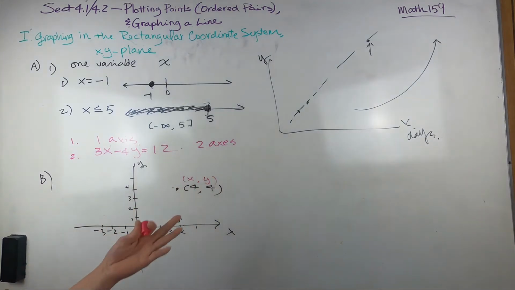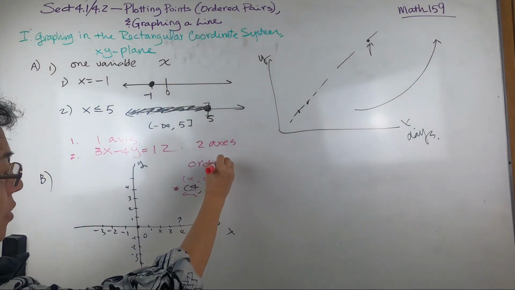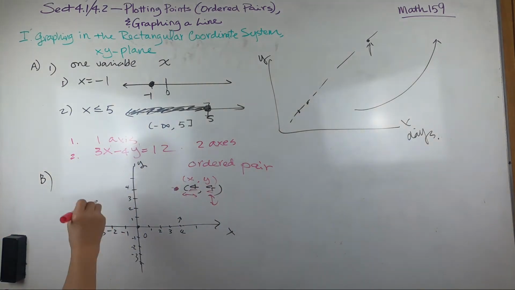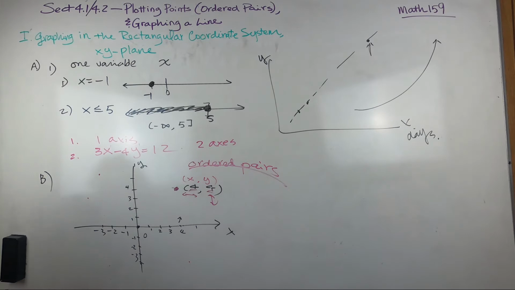You do X, following alphabetical order. Do X first. You go left and right. For Y, you go up and down. So for each position, you need to have 2 numbers, X and Y, to specify your position. And you always do X before Y. Follow what? Alphabetical order, right? So we call this one what? An ordered pair. So any point here will be given by an ordered pair.